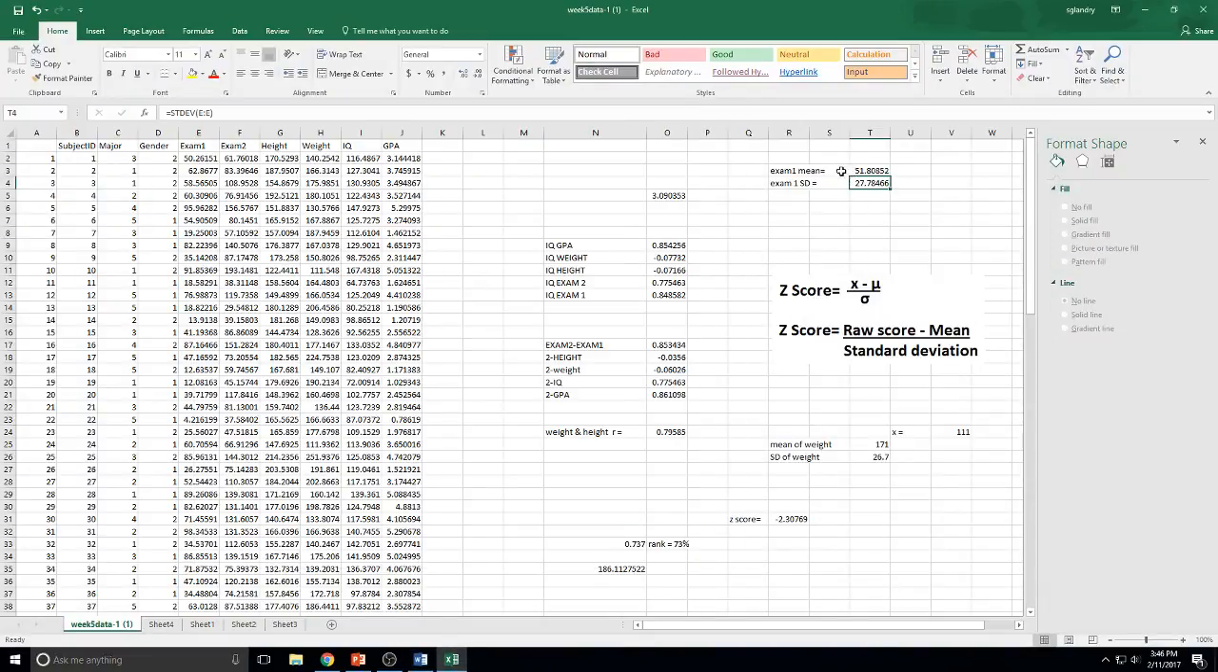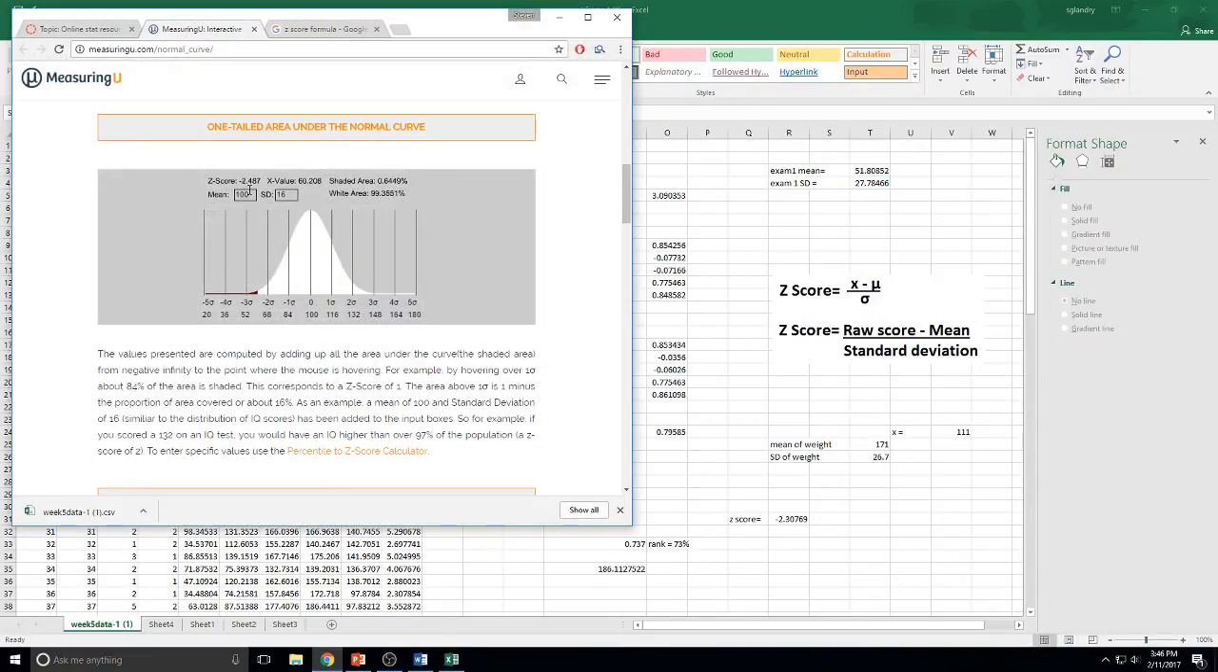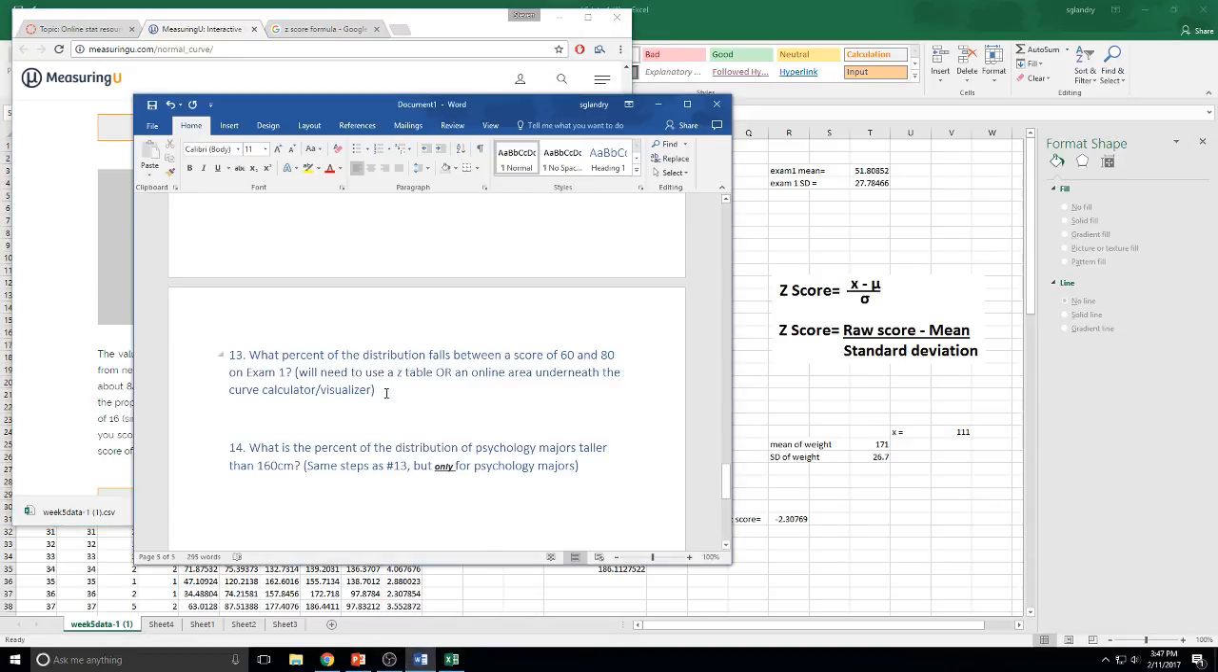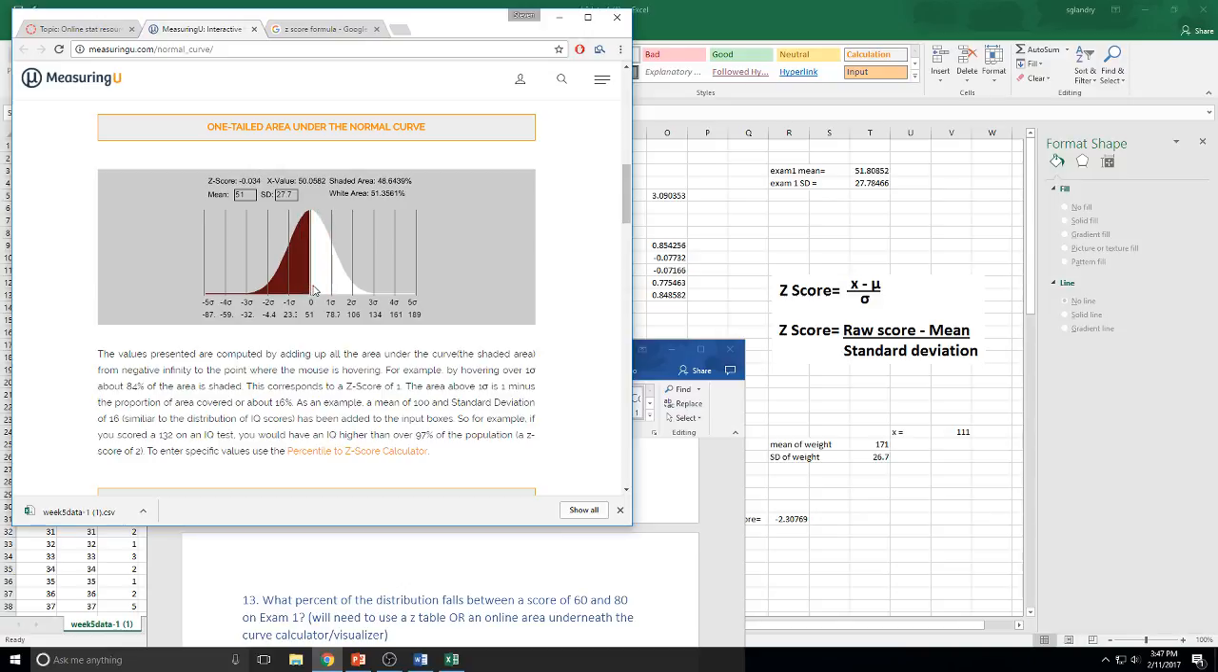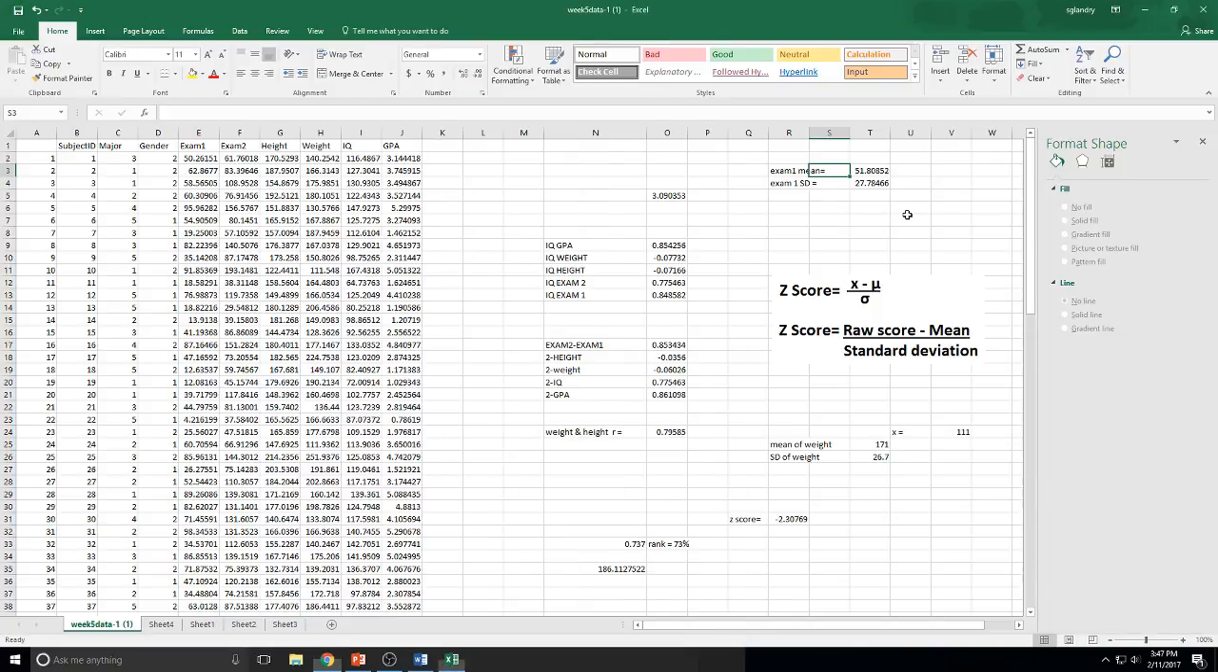So I got my mean and standard deviation. So I'm going to go ahead in my calculator and put those in. The mean was a 51, and the standard deviation is a 27.7. Let me just double check what percent of the distribution falls between the scores. Okay. So then I'm going to move my x value to 60. Alright, what is the shaded area? 62.7% is below there. 62.7%.